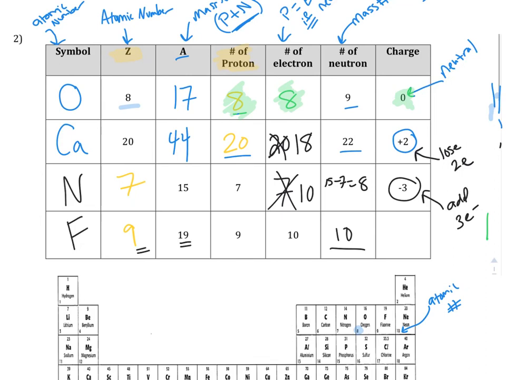And now they want the charge. So let's see. Let's look at the number of proton. We have 9 positives. And how many negatives? 10 negatives. So I have 9 positives and 10 negatives. So what's the charge? I have more negative, so it's -1. Plus 9 minus 10 is -1. That's question 2.